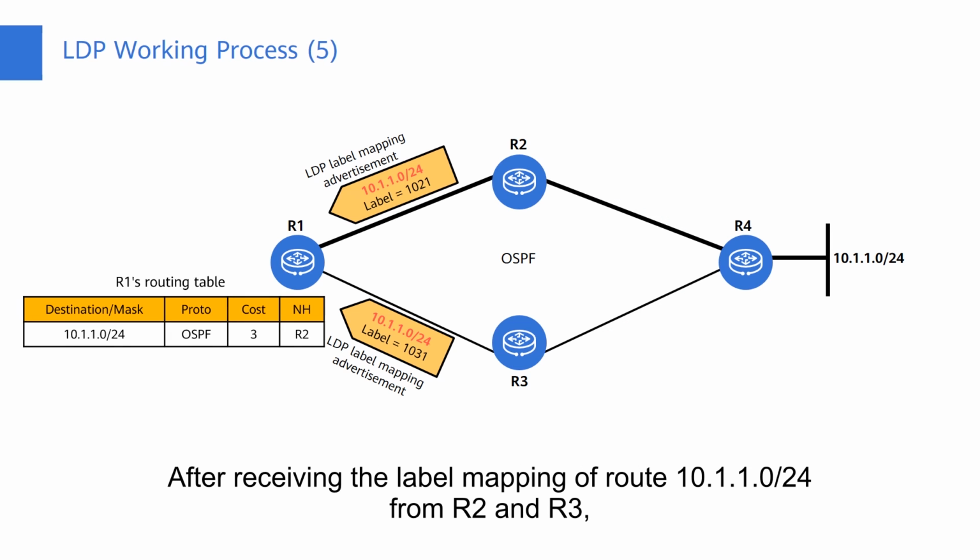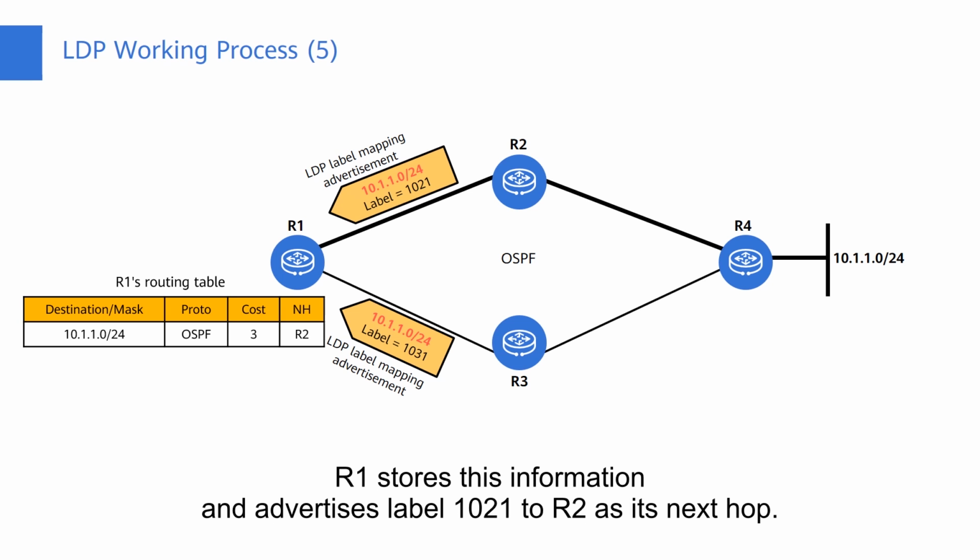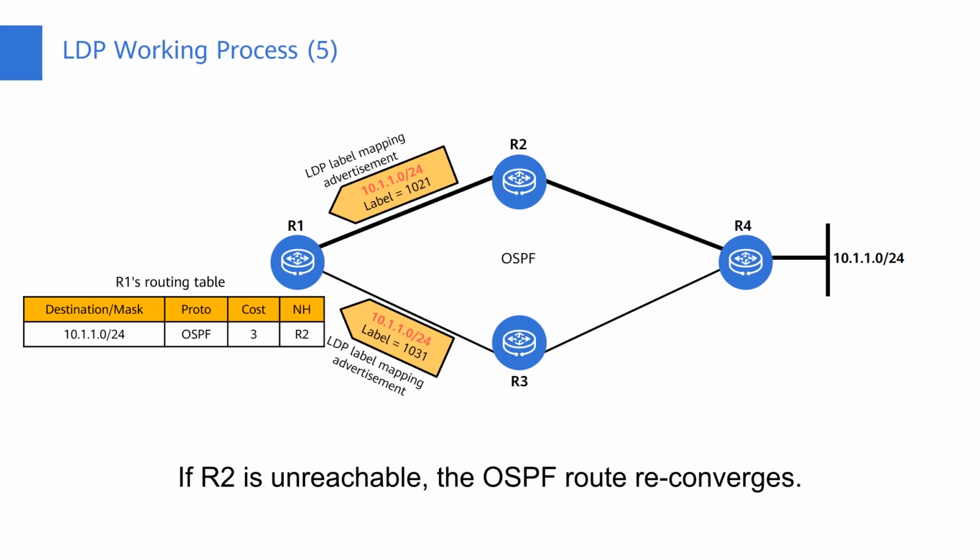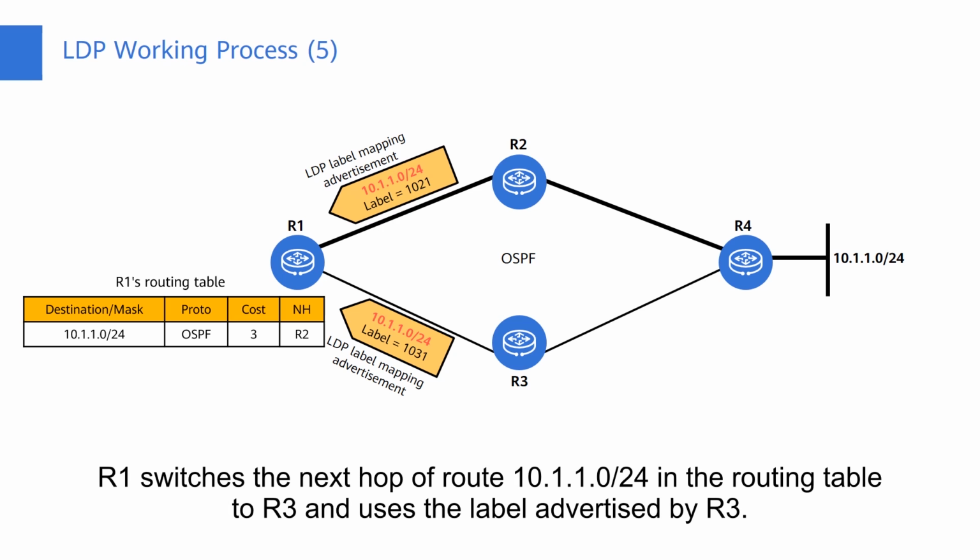After receiving the label mapping of route 10.1.1.0/24 from R2 and R3, R1 stores the information and advertises label 1021 to R2 as its next hop. If R2 is unreachable, the OSPF route reconverges. In this case, R1 switches the next hop of route 10.1.1.0/24 in the routing table to R3 and uses the label advertised by R3.